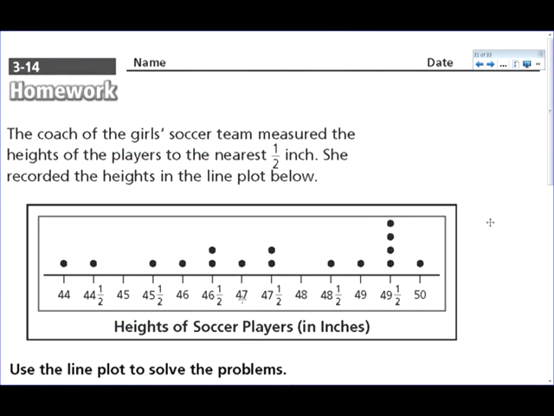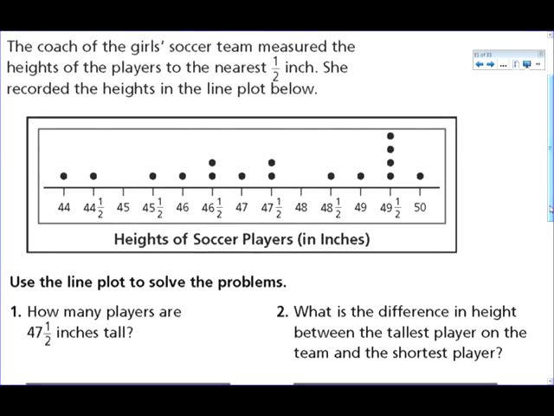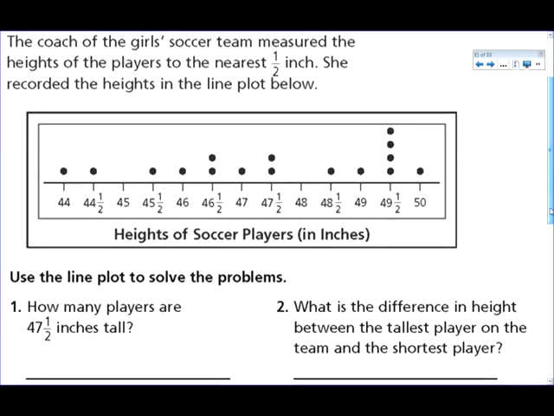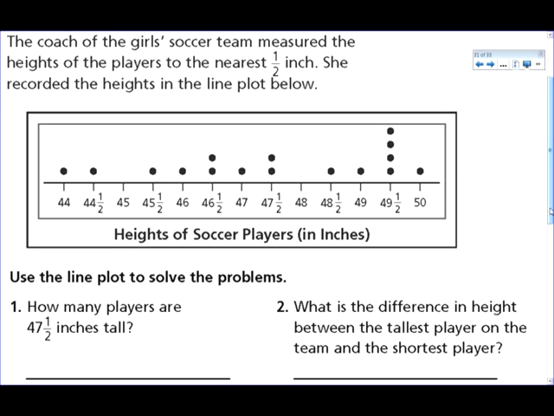To finalize this, here is your homework. We're going to look at the coach of the girls soccer team, who measured the height of players to the nearest half inch. And there's 2 questions I want you to answer. The heights, how many players are at 47.5 inches? And what is the difference in height between the tallest player and the shortest player?